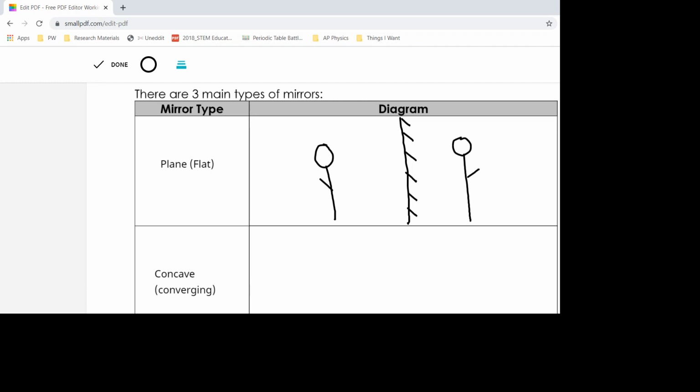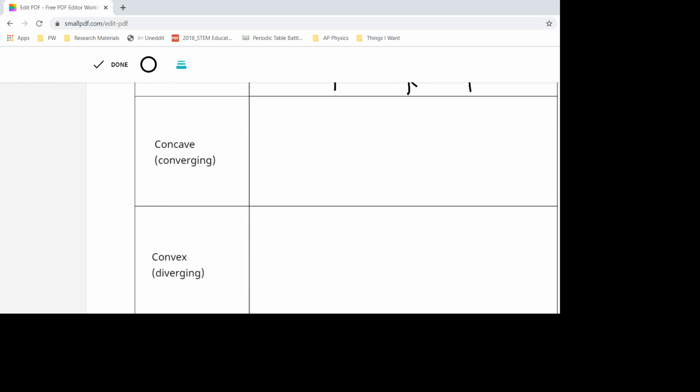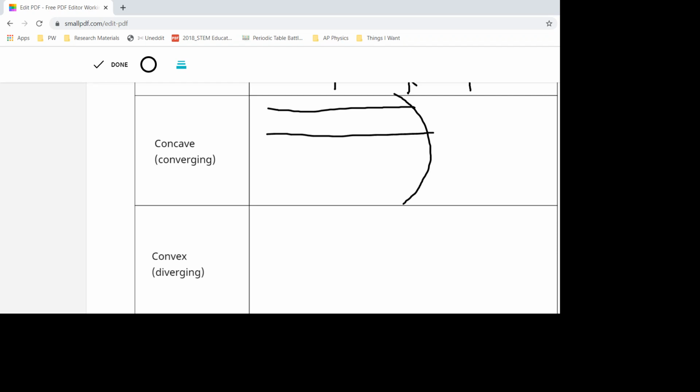So let's keep going with concave and convex. Concave is also known as a converging mirror. Okay, and concave, if you studied your notes last week, looks like the inside of a bowl. And what happens is if you have a light ray coming and striking, like right there, for example, this is going to be ugly, just warning you.